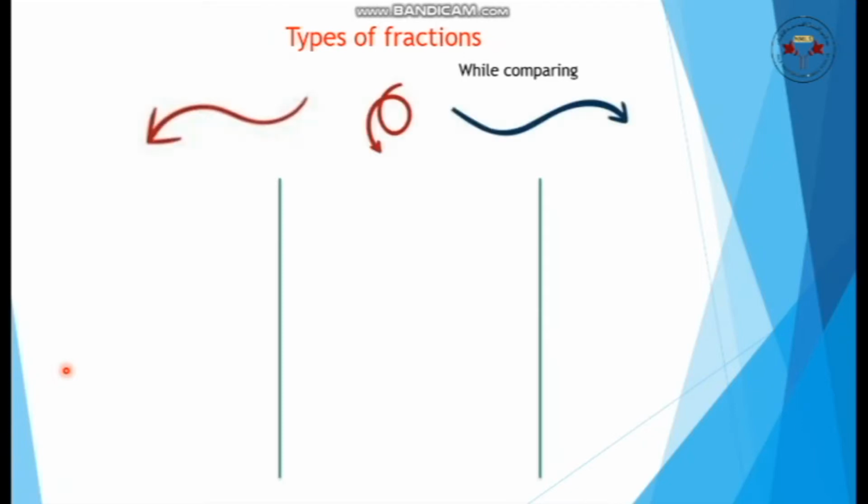The first type is called the crazy fractions, the second type is called the kind fractions, and the third type is called the not crazy, not kind type. So first let's see together what the crazy fractions are.